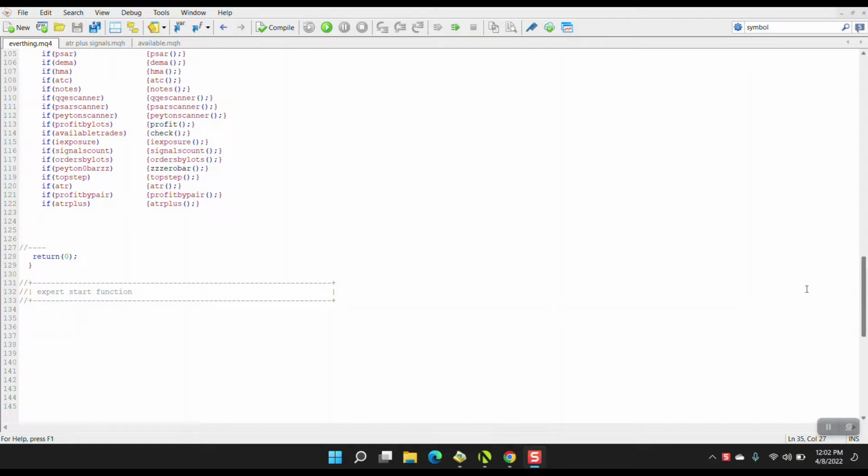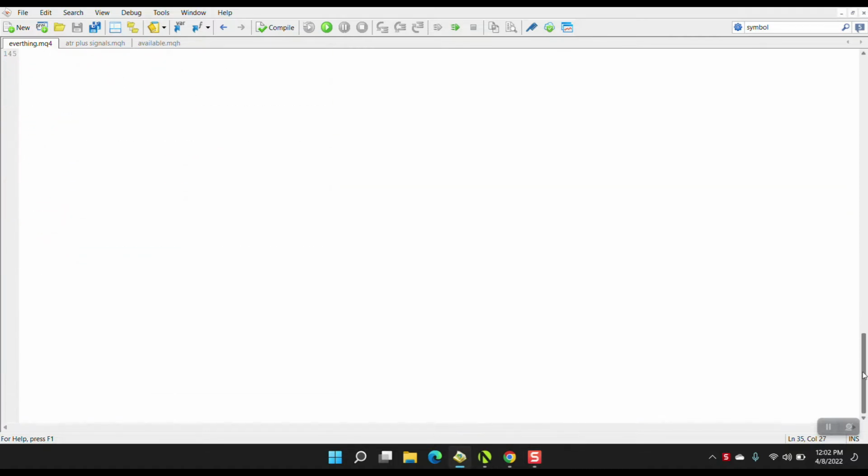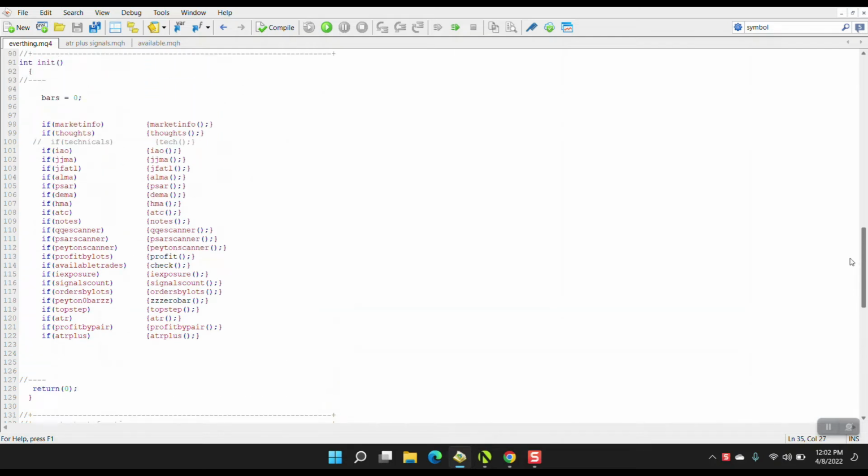This is a script. You can see here the expert start function. There's nothing. Nothing at all. That's the end of it. There ain't nothing down there. Blank. Here's the init. It appears to be a handful of things, but actually it is a tremendous amount of work here. It's basically going if PSAR, then function PSAR. If DEMA, then function DEMA. That's basically what that's doing.